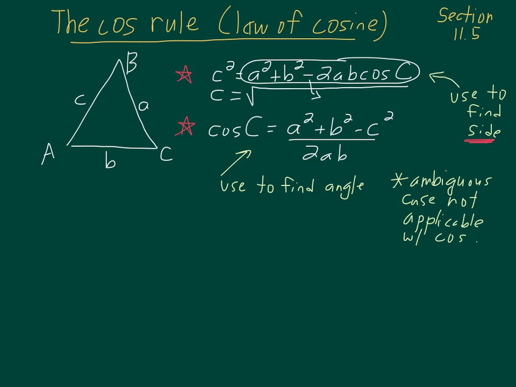The second one that's given to you is used to find an angle. So you have the cosine of big C. Notice in our diagram, little a and little b are the sides that surround this angle of big C that we're trying to find. Little c is the side across from big C. Please make note that the ambiguous case was only applicable with the sine rule. It's not going to be applicable with cosine, so we don't have to worry about that. Let's look at a couple quick examples.